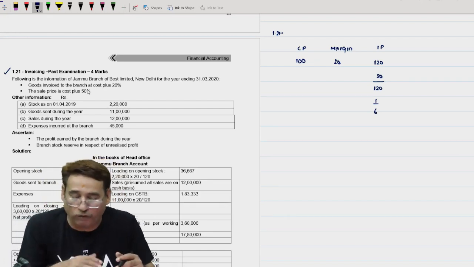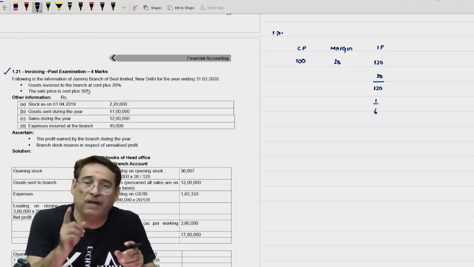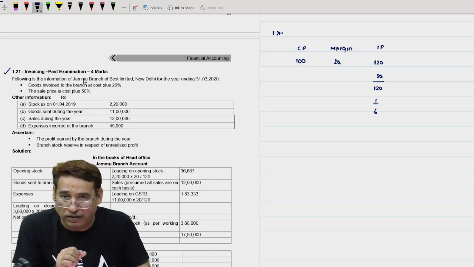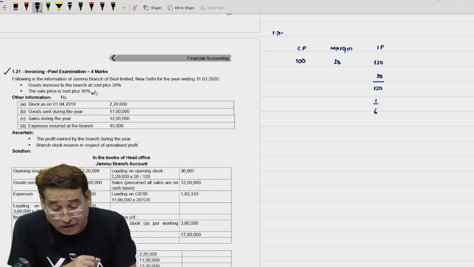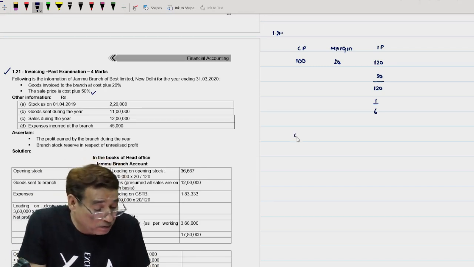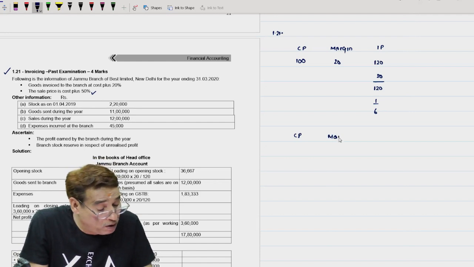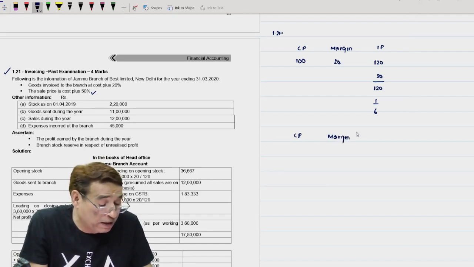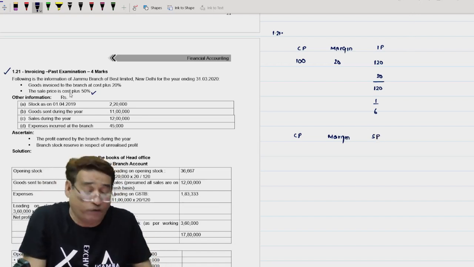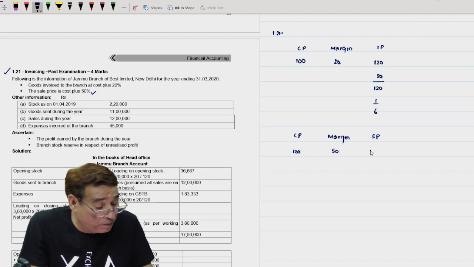Now, generally and so far, I was saying that invoice price and sale price are one and the same thing unless and until stated otherwise. Now this time, unless and until stated otherwise is coming into the picture, because sale price this time is given as cost plus 50%. Cost price plus margin. Now in this question, invoice price and sale price are not one and the same thing. Correct? Because this time it is given sale price is cost plus 50%. So if your cost is 100, margin will be 50 and selling price will be equal to 150.